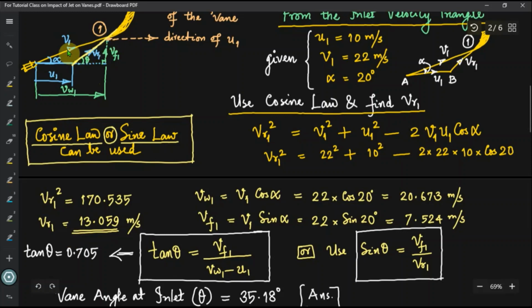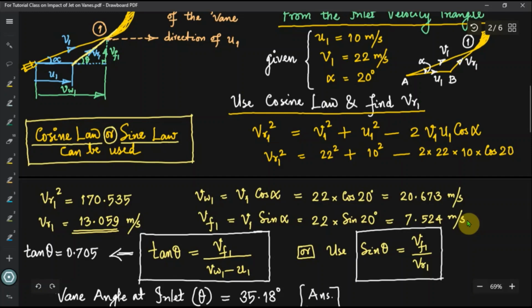If you consider the right triangle here, comprising of V1 hypotenuse, VW1 is the base and VF1 is the altitude, then VW1 will be V1 cos alpha and VF1 is equal to V1 sin alpha. So VW1 is V1 cos alpha, that is 22 into cos 20, that is equal to 20.673 meter per second. And Vf1 is equal to V1 sin alpha, which is 22 into sin 20, that is equal to 7.524 meter per second.